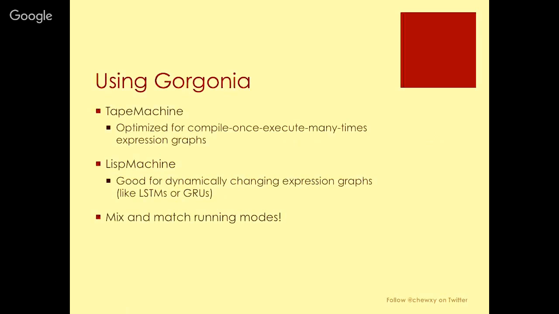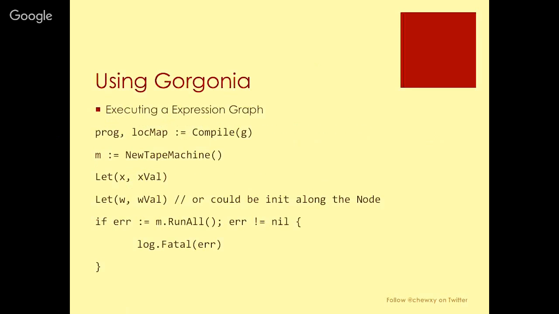So we'll see an example of using a tape machine to execute a graph. So first you compile the graph into a program and a location map. Then you create a machine. Then you tell the machine that, hey, X is this value, W is this value, and then you run it. That's it.